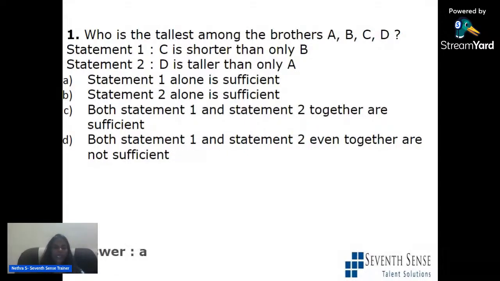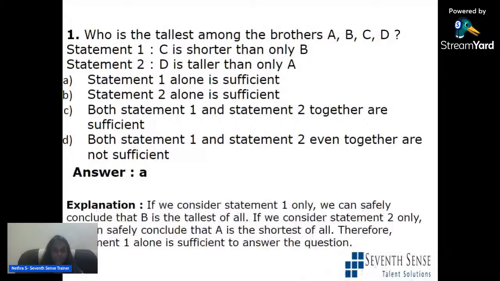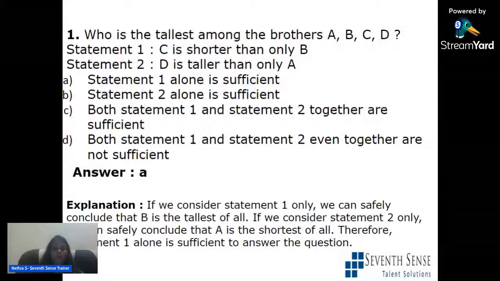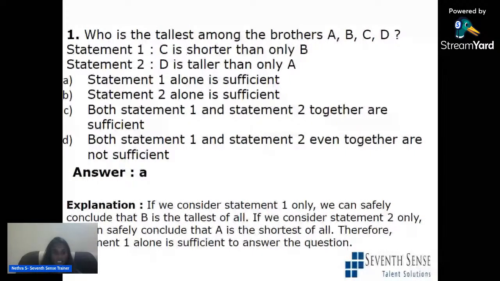So here, the correct answer is option A. Statement 1 alone is sufficient. How is it possible? The explanation is, if we consider statement 1 only, we can safely conclude that B is the tallest of all. And if we consider statement 2 only, we can safely conclude that A is the shortest of all. Therefore, statement 1 is sufficient to answer the question, because the question asked here is who is the tallest among the brothers A, B, C, D. In statement 1, they have clearly mentioned C is shorter than only B. That means B is the tallest one. I hope you understood how to answer data sufficiency questions by this example.